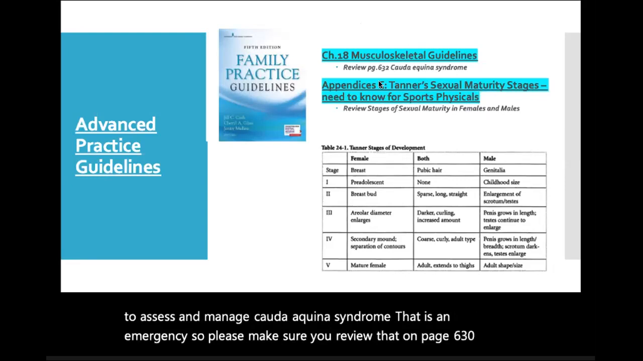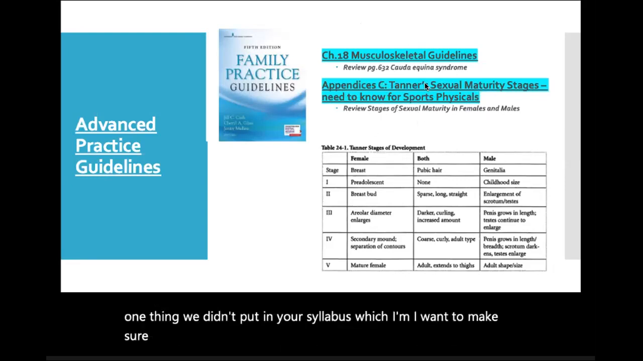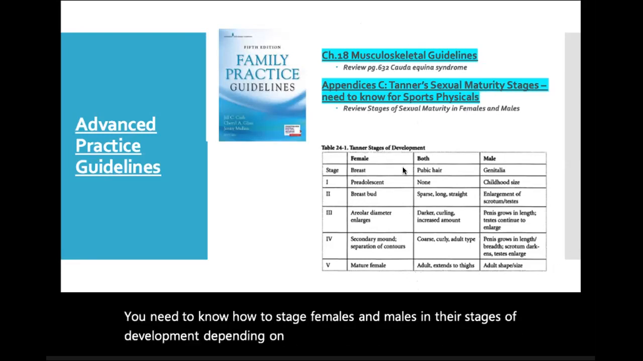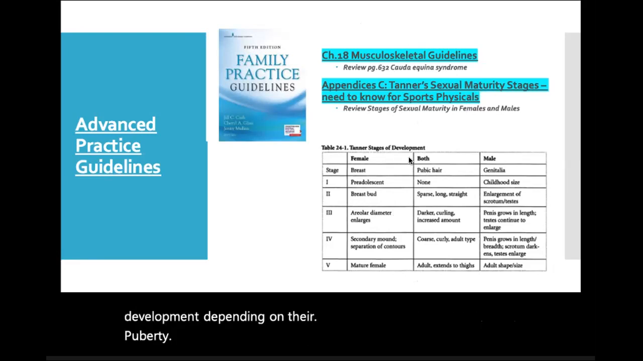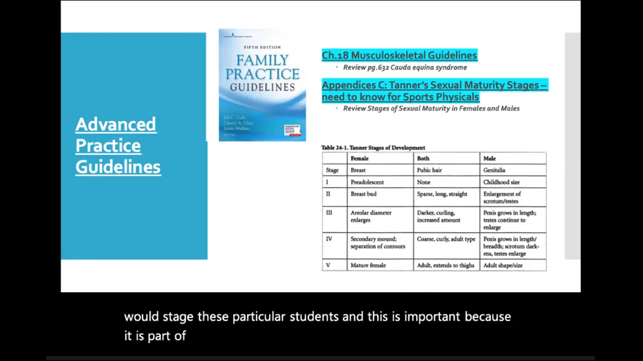The one thing we didn't put in your syllabus, which I want to make sure you look at, is Appendix C, the Tanner sexual maturity stages. You need to know how to stage females and males in their stages of development, depending on their puberty. I'm sorry, in terms of their development in puberty, that's how you would stage these particular students. And this is important because it is part of their sports physical.